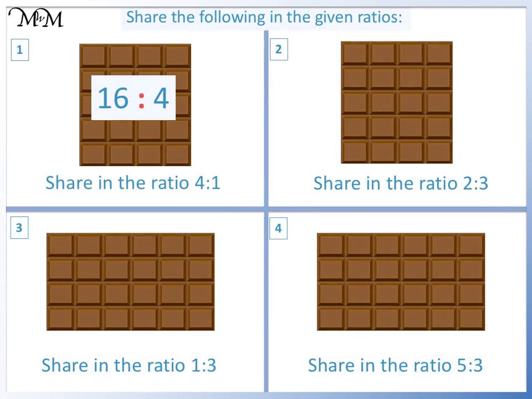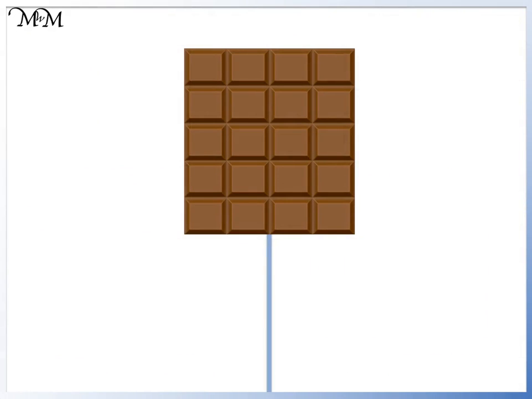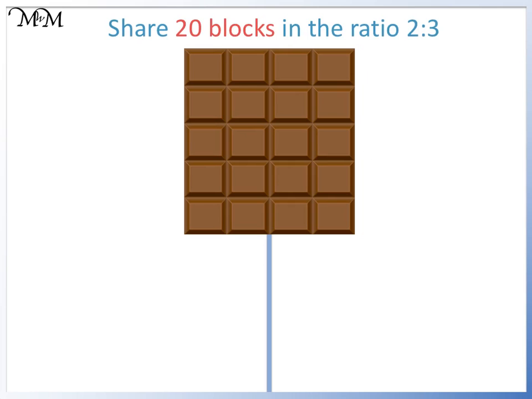Question 2. Again, we have a 5 by 4 bar of chocolate. Share 20 blocks in the ratio 2 to 3. For every 2 blocks that we place on the left, we place 3 blocks on the right.